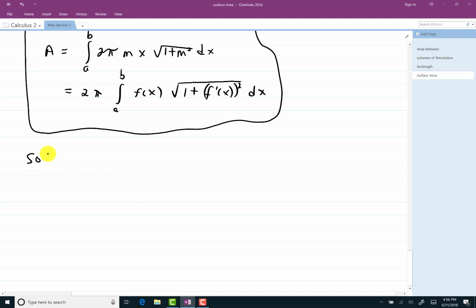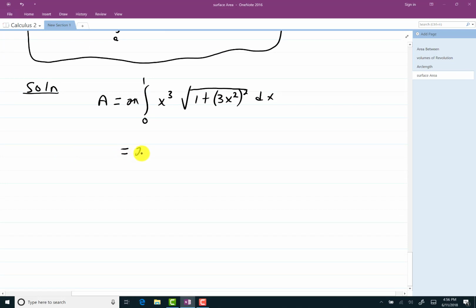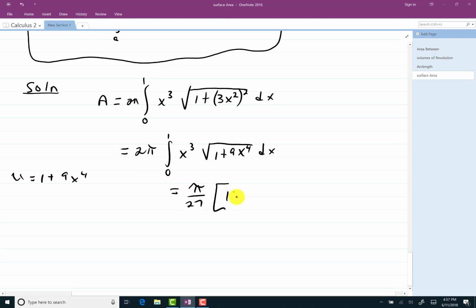So the solution to the problem at hand, since we are going from 0 to 1, the function is x cubed. The derivative of the function is 3x squared. And we end up with 2 pi, the integral from 0 to 1, x cubed times the square root of 1 plus 9x to the 4th dx. And you can do this. If you allow u to equal 1 plus 9x to the 4th, you'll be able to do this problem. Your final answer should be exactly pi over 27 times 10 to the 3 halves minus 1.